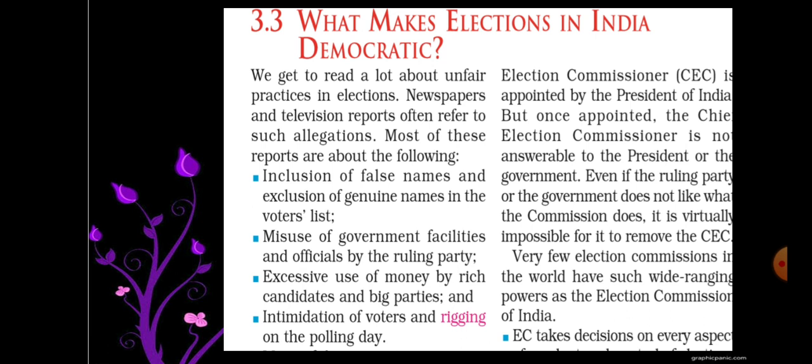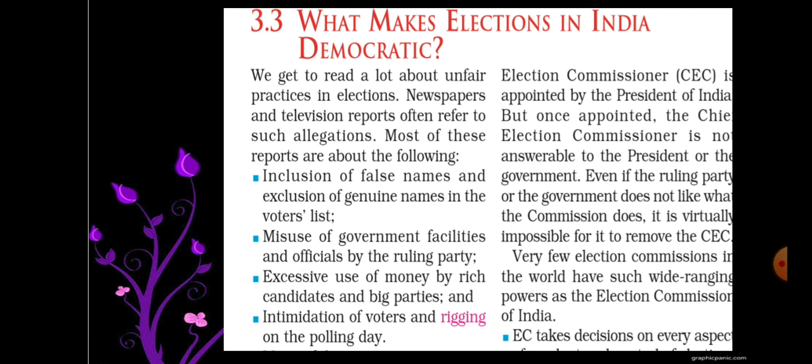Once appointed, the Chief Election Commissioner is not answerable to the president or the government. Even if the ruling party or the government does not like what the commission does, it is virtually impossible to remove the Chief Election Commissioner. And on election duty, government officers work under the control of the election commissioner and not the government.